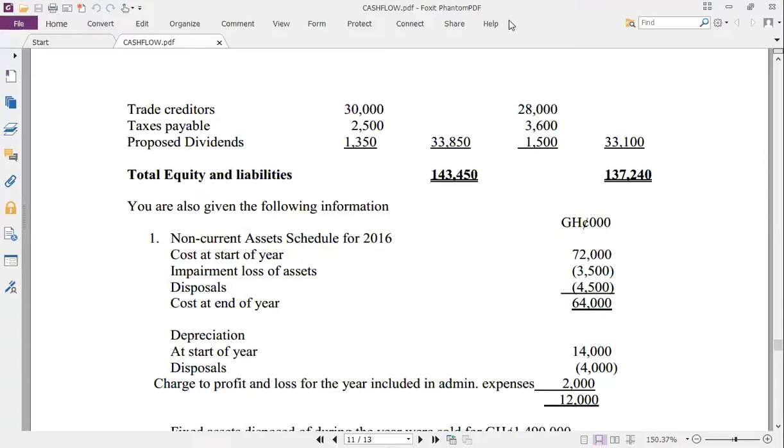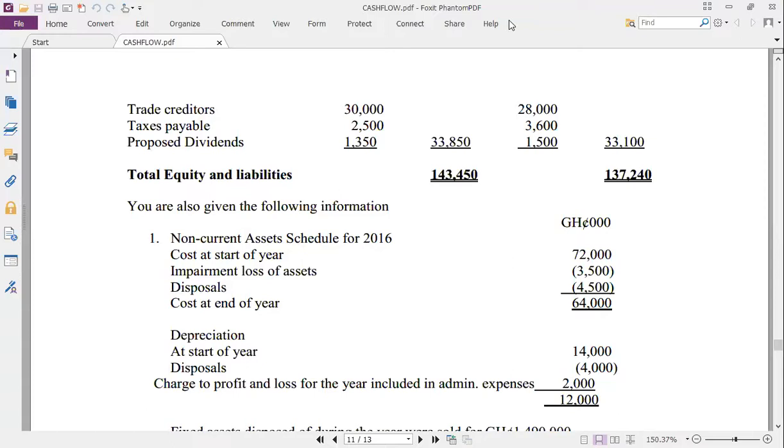So that vehicle is said to be impaired. So impairment occurred if the value of the asset, the carrying value, exceeds what? The recoverable amount. Good. So that's the impairment. Does it mean impairment occurs when you want to do sales?